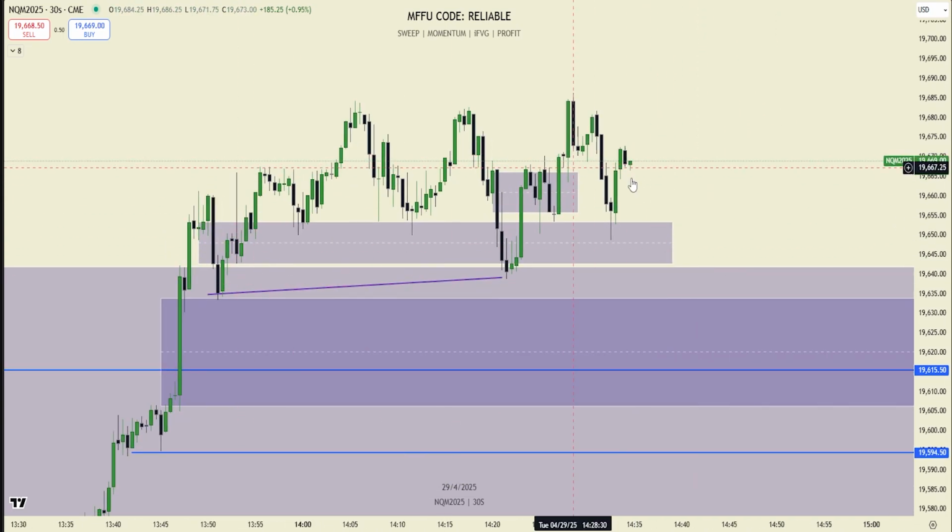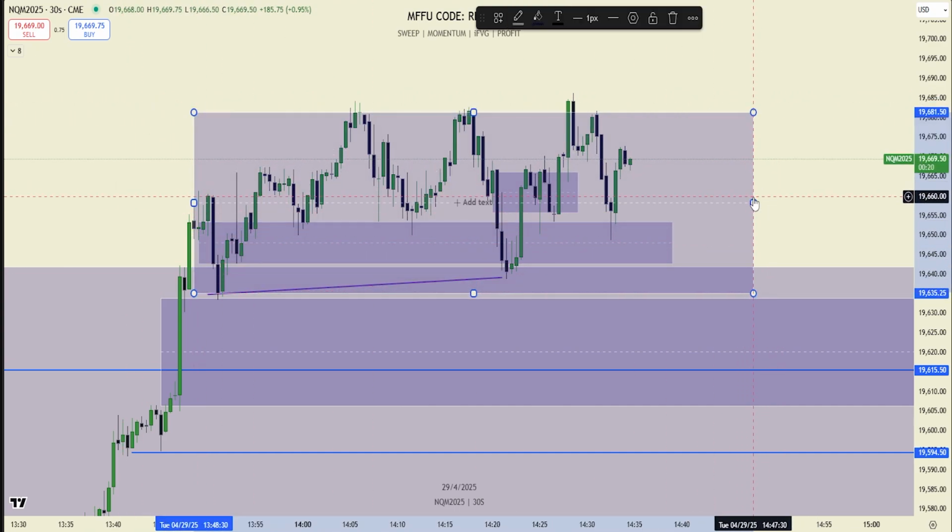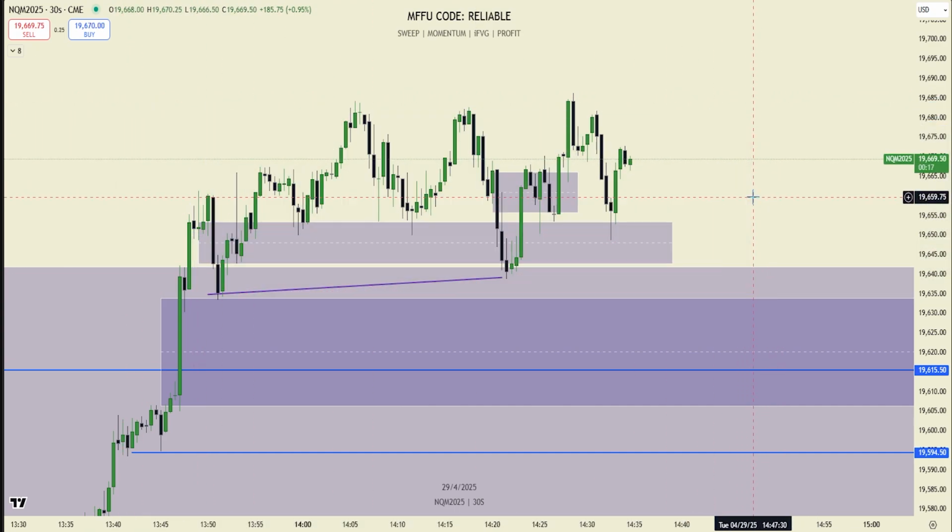30-second long. While we're just chopping in this range, I'm probably not going to take anything. I need to see price come down and come back up.